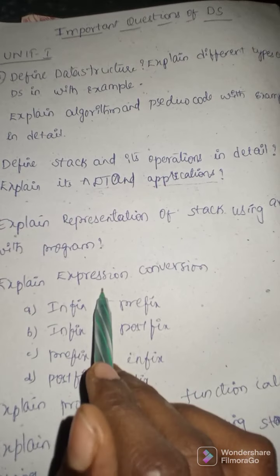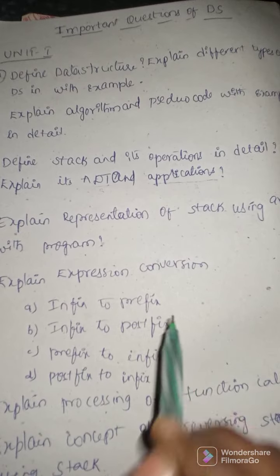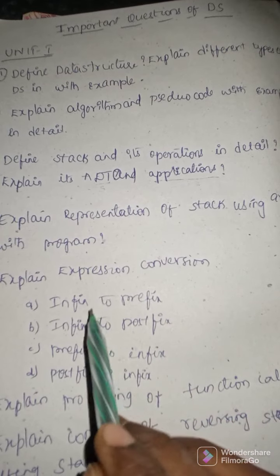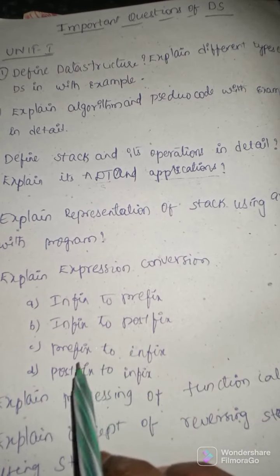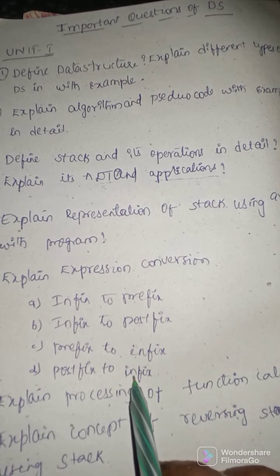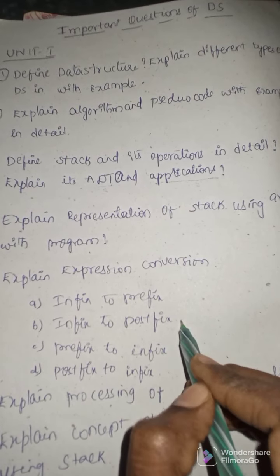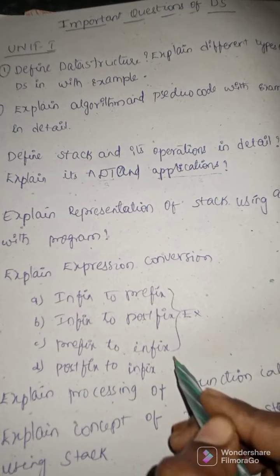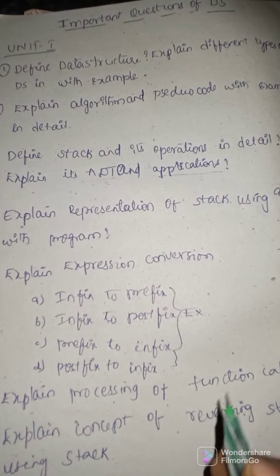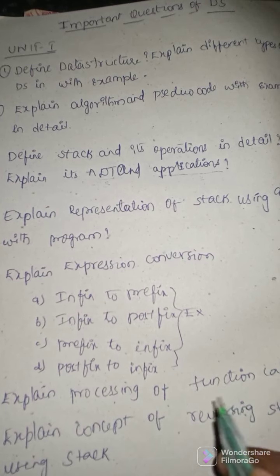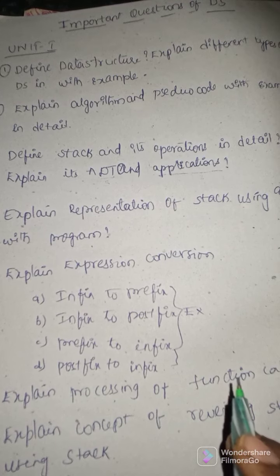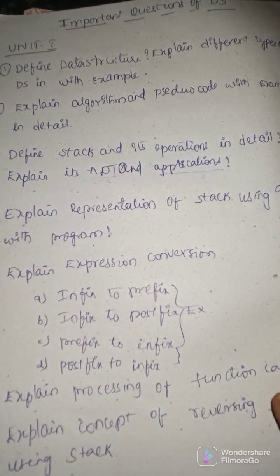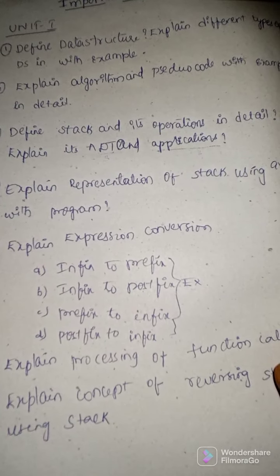Next, explain expression conversions. We have different kinds of expression conversions. You have to write the algorithm and explain with the help of examples: infix to prefix, infix to postfix, prefix to infix, postfix to infix, right? For this you have to explain with the help of an example also. Clear? So all the things you need to explain with the help of examples, then only you will get good marks. Write the steps. In this exam, for these steps, if you know the algorithm, write in your own words, no problem. Clear? How the process is done, the same way you have to write it as steps.